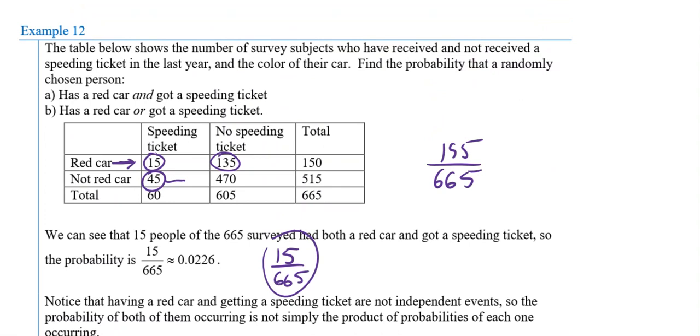So we're just saying or. This is a red car, that's a red car. And then this one's not a red car, but it did get a speeding ticket. This one doesn't count, because that's not a red car and it didn't get a speeding ticket. So that doesn't fall into our probability there.